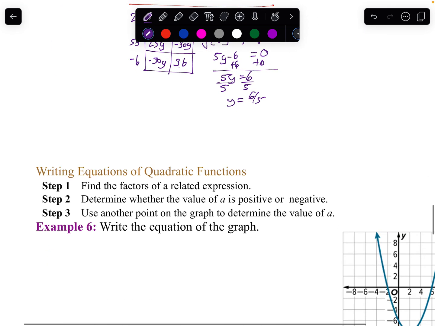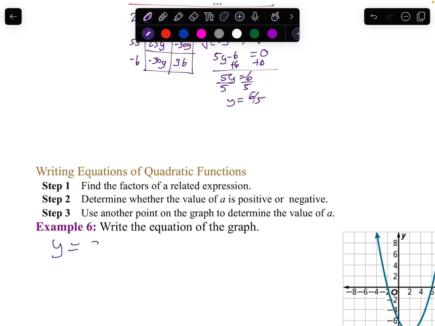Okay, now, how about writing a quadratic equation given the graph, but I don't know the equation? So here's what we're going to do. We're going to find the factors of my related expression. You're going to determine whether A is positive or negative. Is it a happy or is it a sad parabola? And you're going to use another point to find the value of A. So my formula is going to be this.